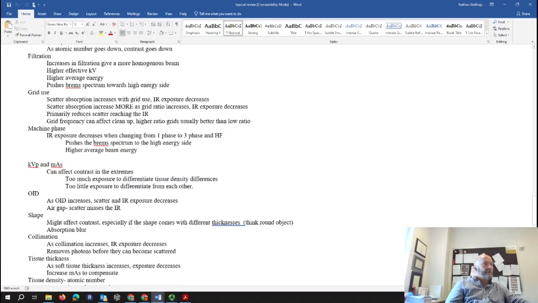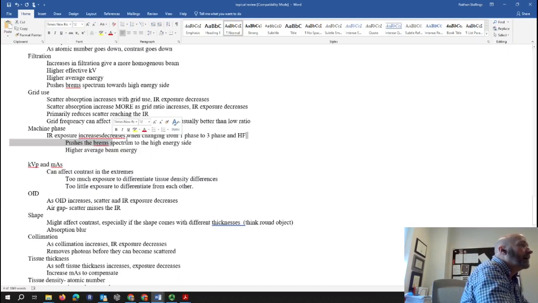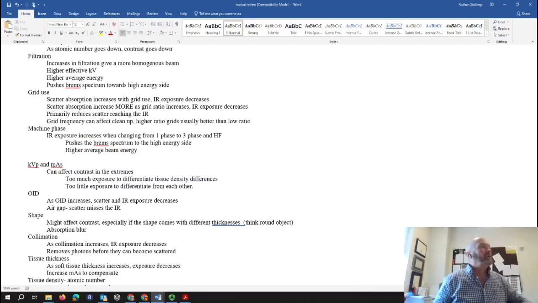So machine phase, image receptor exposure decreases when changing from single-phase to three-phase and from three-phase to high frequency. That is exactly backwards. So I'll fix that. With machine phase, image receptor exposure increases when changing from single phase to three phase and then from three phase to high frequency.